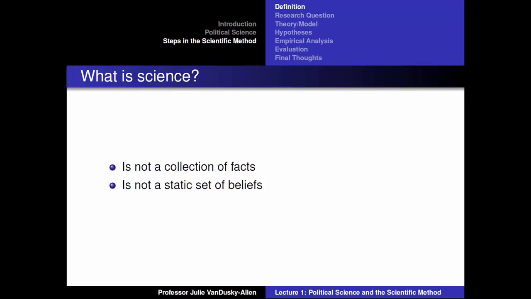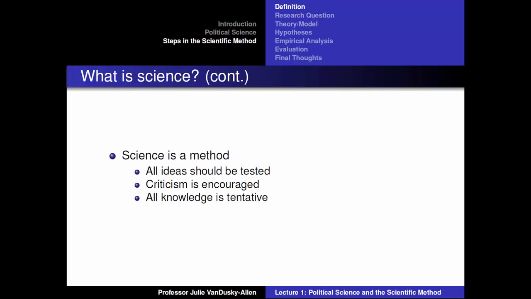Now we are going to talk about the scientific process. What is science? Science is not a collection of facts or a static set of beliefs. Science is a tool we use to try to explain how the world works. Within the scientific process, it is important to test all potential explanations of political outcomes, even if you do not think they are plausible. Knowing which explanations are supported by the evidence is just as important as knowing which explanations are not supported by the evidence.